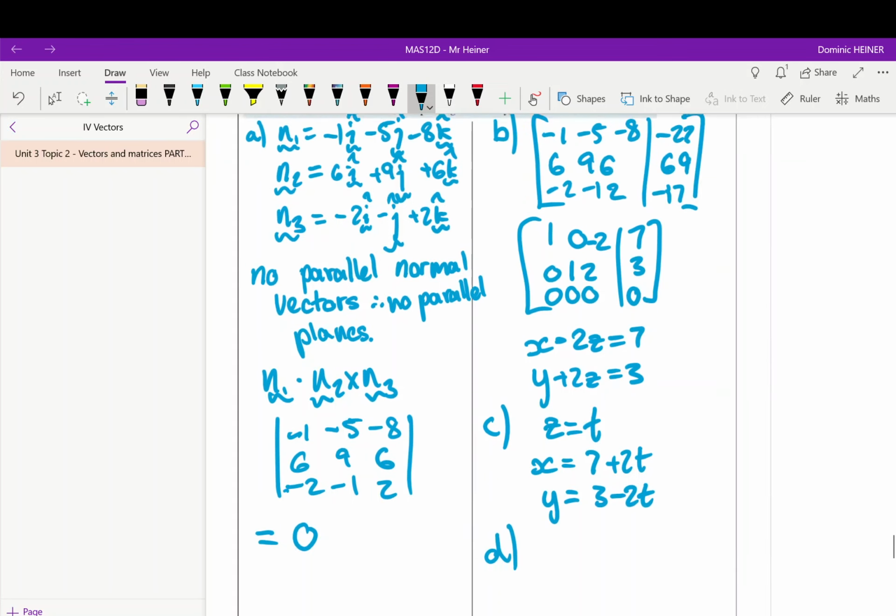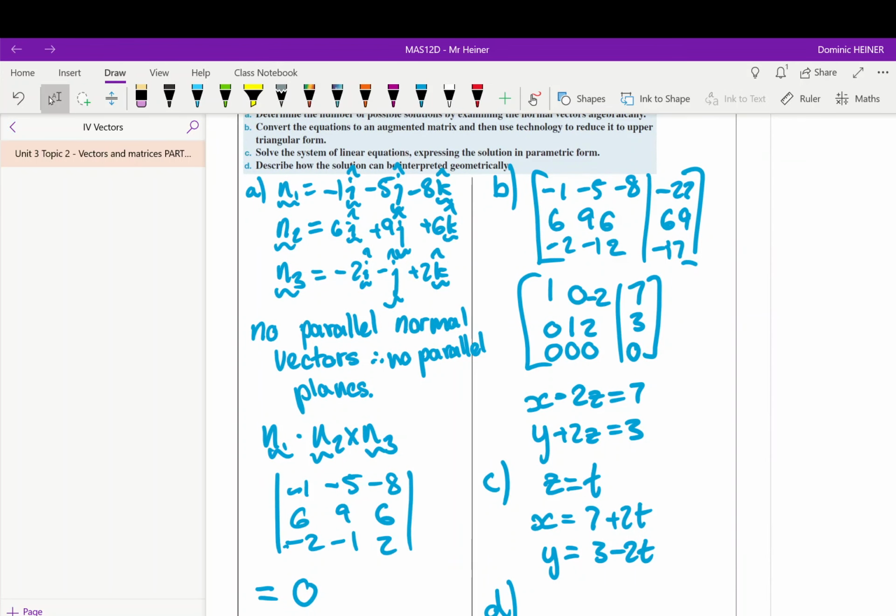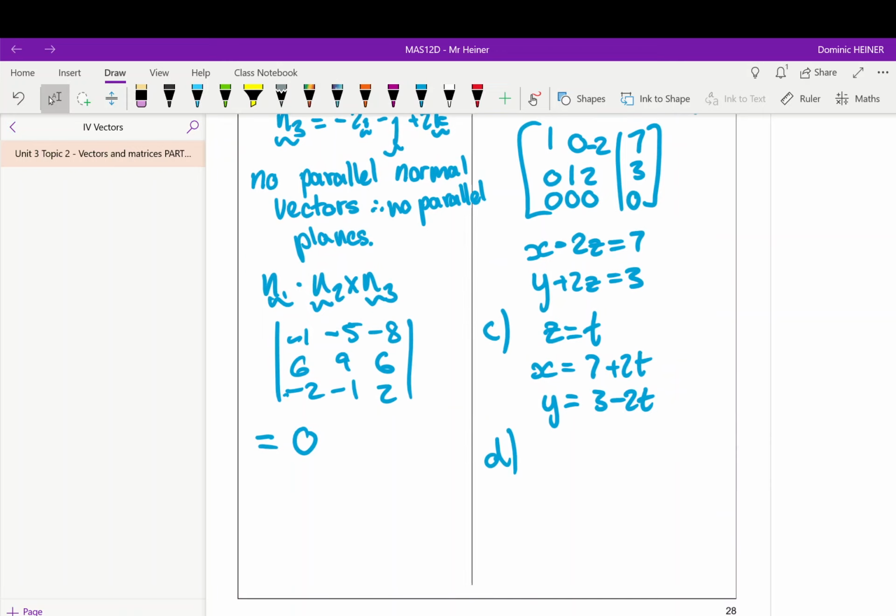Part D is asking us, describe how the solution can be interpreted geometrically. So this is a consistent system with the solution representing the intersection of three planes in the form of a line.